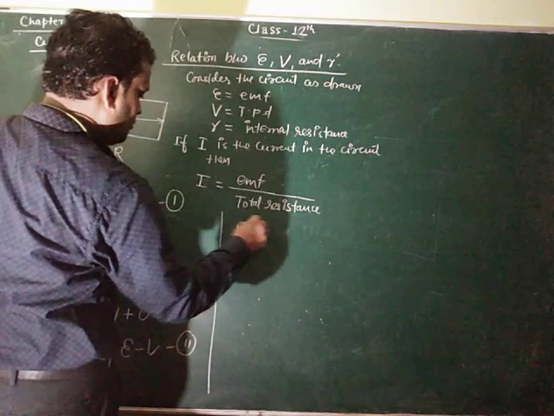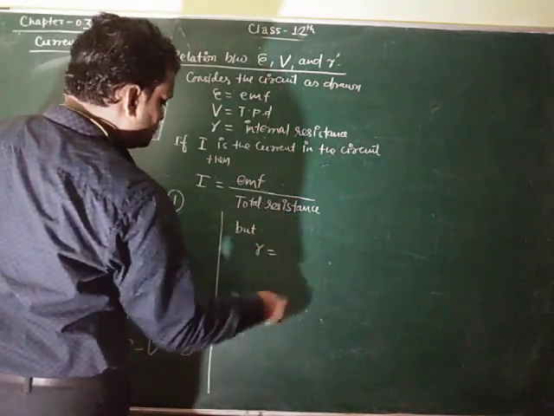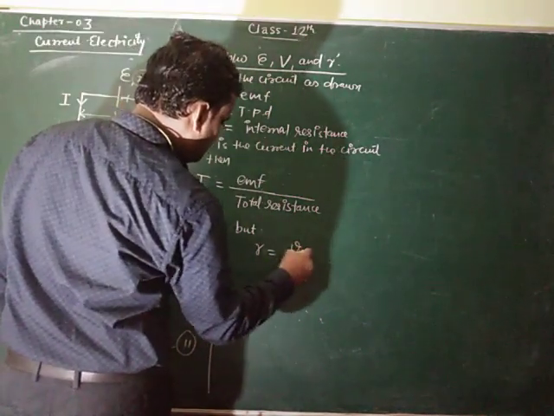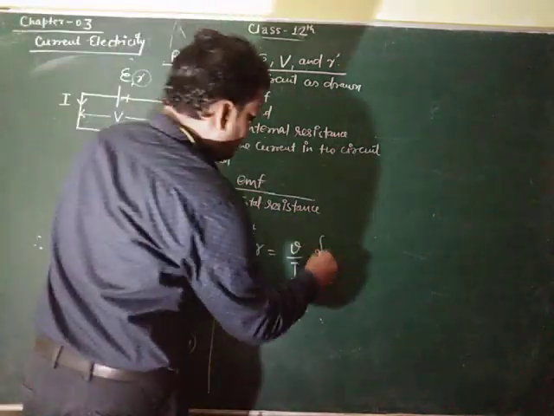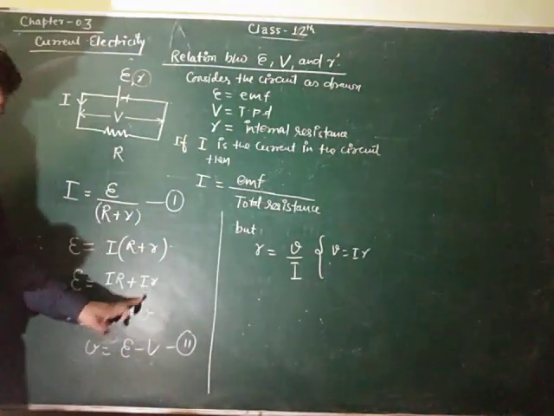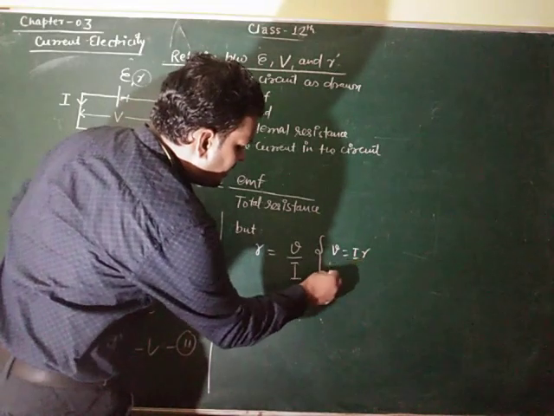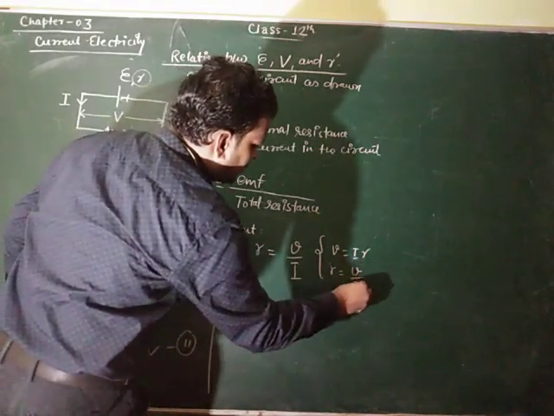But R is equal to what we have studied: V divided by I. From Ohm's law, V is equal to IR. So what will be R here? R is equal to V by I.